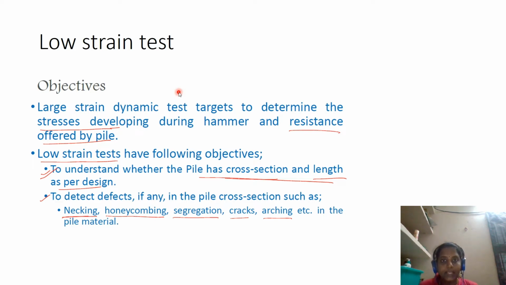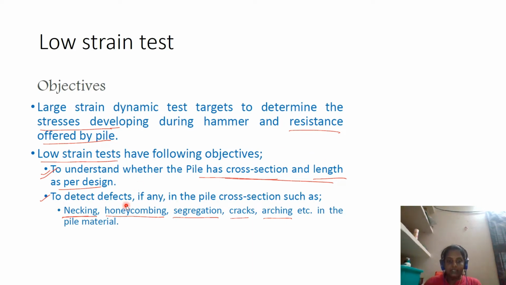So in order to ensure that the pile has formed in an intact manner, we are going to do some low strain test. It tells us whether the pile has the cross section and length as per design, whether it has attained the length we need, and whether it has the proper cross section that we have calculated. Only once you have this will it give you the load carrying capacity. That is the result of the high strain test. So this is very, very important.